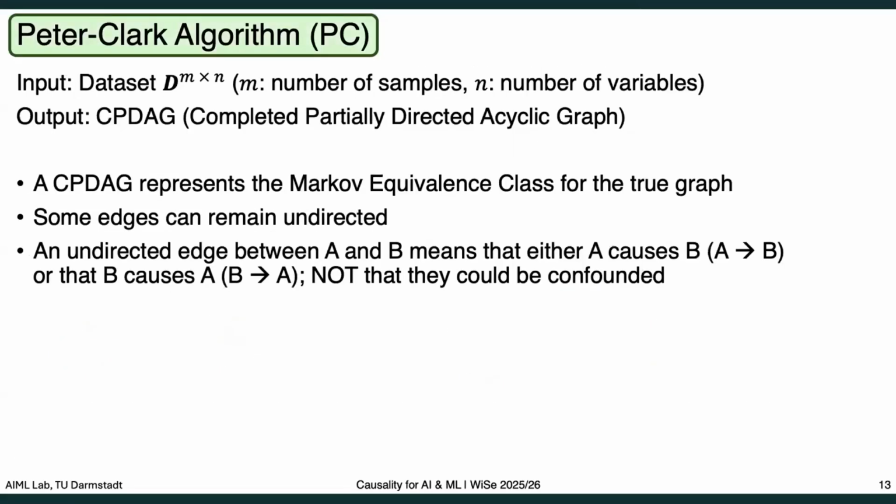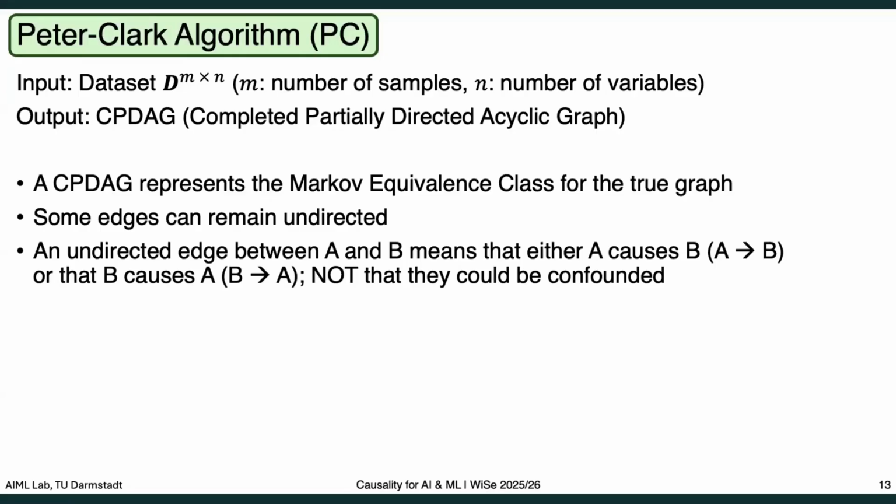All right, let's jump into the algorithm then. As I said, from a machine learning perspective, we have a data set, let's say m number of samples, n number of variables, and we want to discover the causal graph. The PC algorithm has a specific output called a CPDAG. Has that been mentioned in the previous lectures? Okay, CPDAG is short for completed partially directed acyclic graph, and this basically represents a Markov equivalence class. So in a CPDAG, it might be that some edges remain undirected.